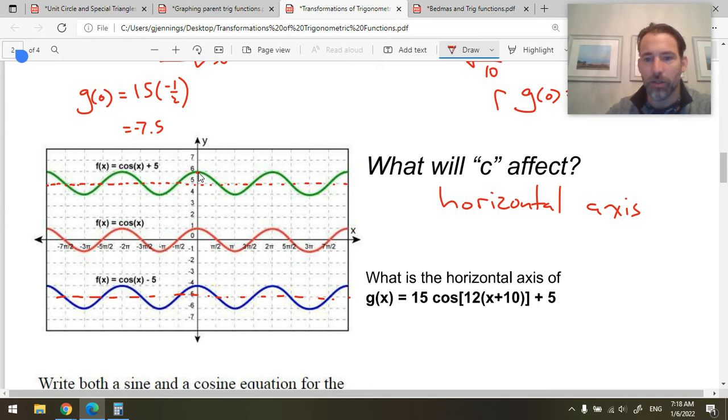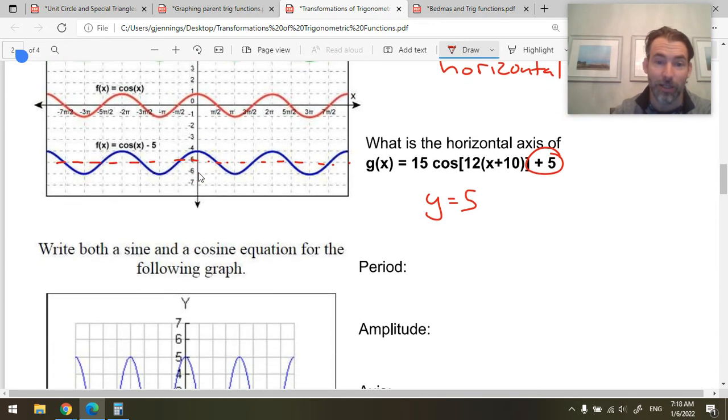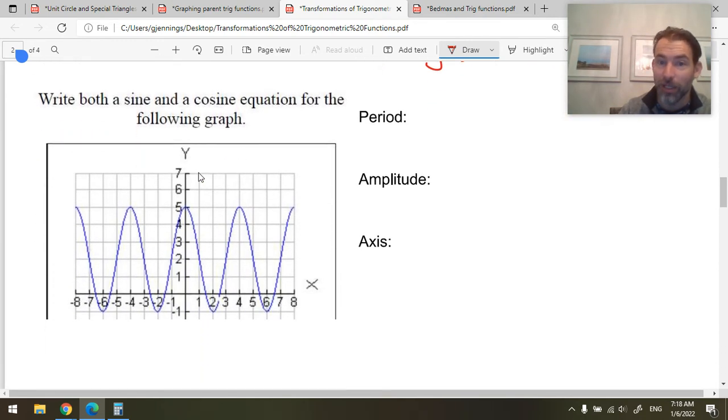Here's a trick question if I ever saw one. Woof, that's a complicated function, isn't it? We've got that 12x plus 10 there. We've got 15 multiplied by that, but that's just the horizontal axis, y is equal to 5. Okay, it's very simple with C. C is just your horizontal axis. It's exactly that equation. So now we've covered A, K, C, and D.